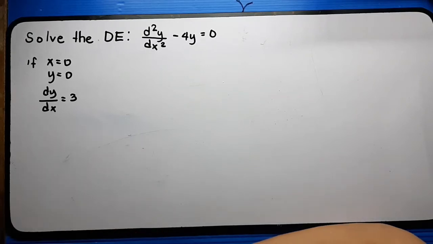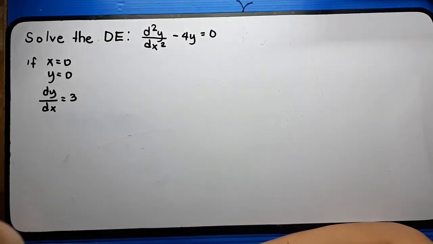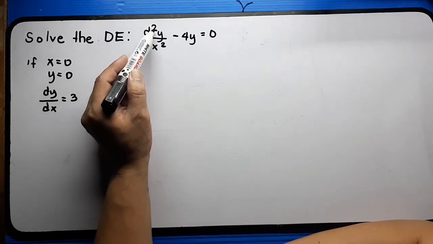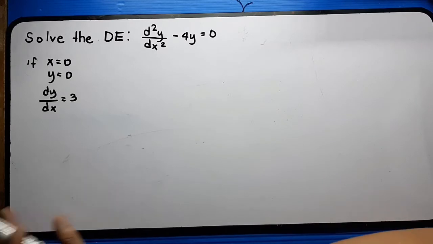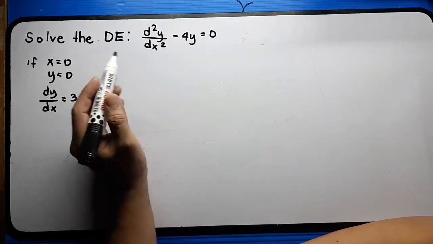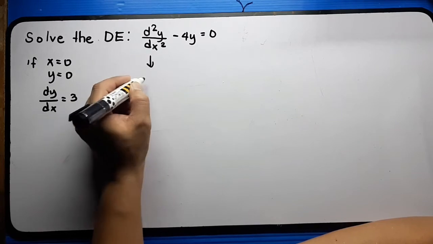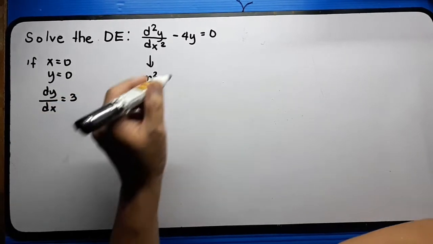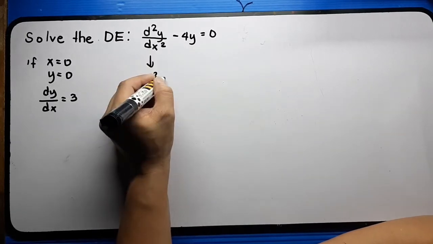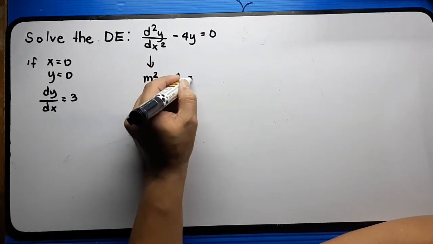Okay, this example is about solving the differential equation of this higher order DE. So this DE is in second order first degree. To do this, we will replace every derivative with its equivalent m. For the second derivative, this is equivalent to m squared. Then for this, there is no derivative in 4y, so this is simply 4m raised to 0, or simply 4, equals 0.